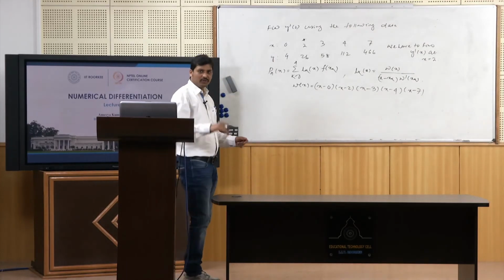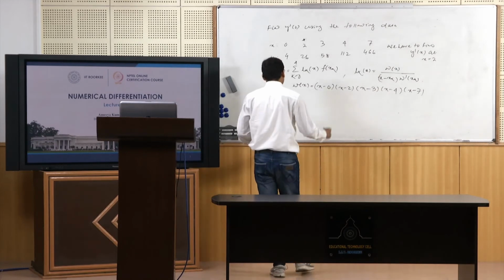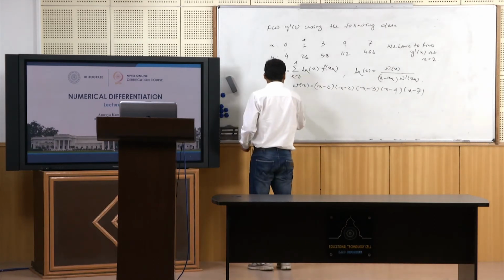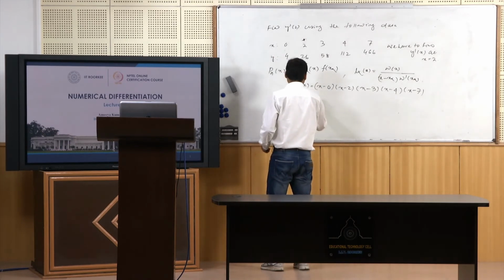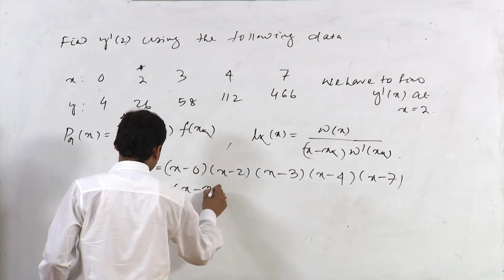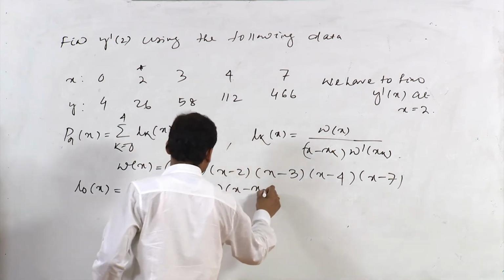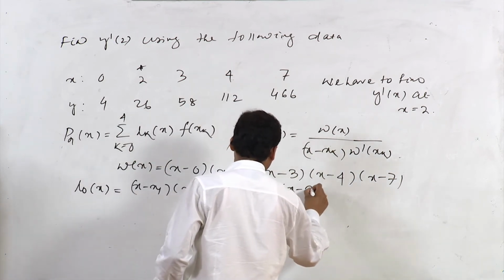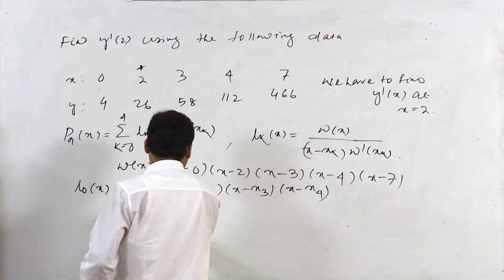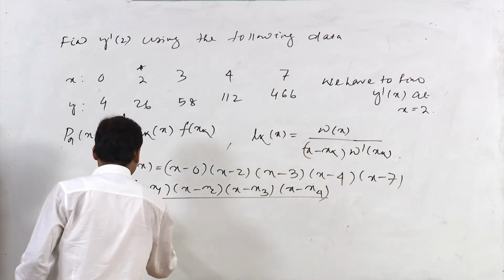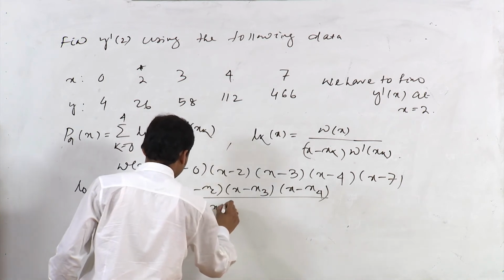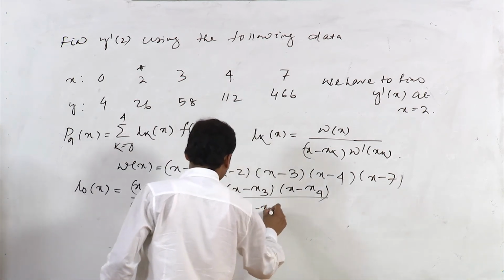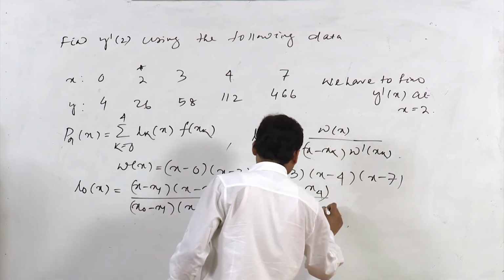So, if we want to find L0(x), it can be written as x minus x1, x minus x2, x minus x3, x minus x4, divided by x0 minus x1, x0 minus x2, x0 minus x3, x0 minus x4 here.